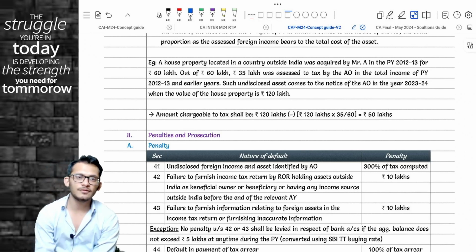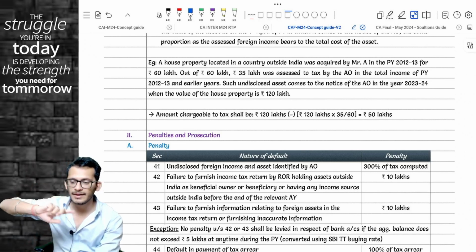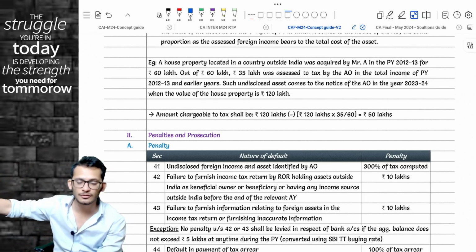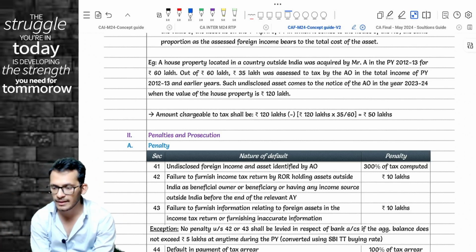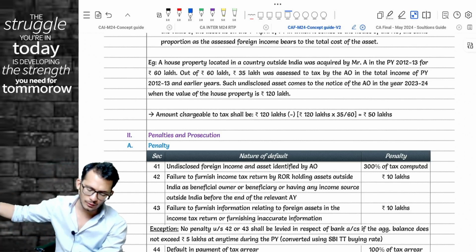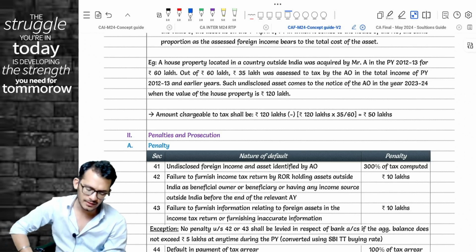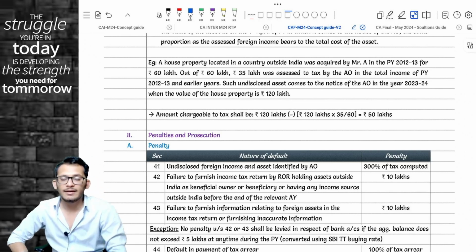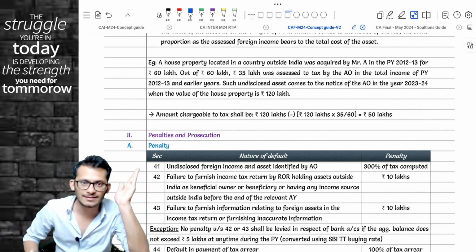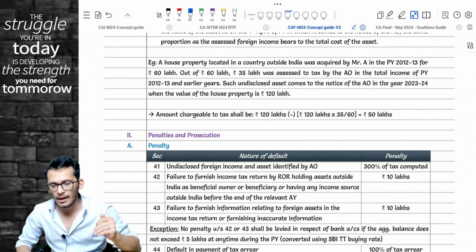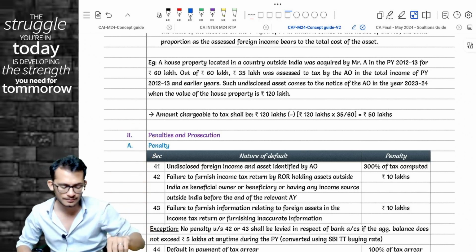No. But ask yourself a question. This 35 lakhs is a building. Today the worth is 35 lakhs only, or has it increased? It's increased. Yes, they're coming and saying, Rahul, such an undisclosed asset comes to the attention of the AO in 23-24 when the value of the property is 120 lakhs. Understand very carefully. When the original purchase was 60 lakhs, the value today is 120 lakhs. Out of the 60 lakhs, 35 is already taxed, which means what is the value of the 35 lakhs?